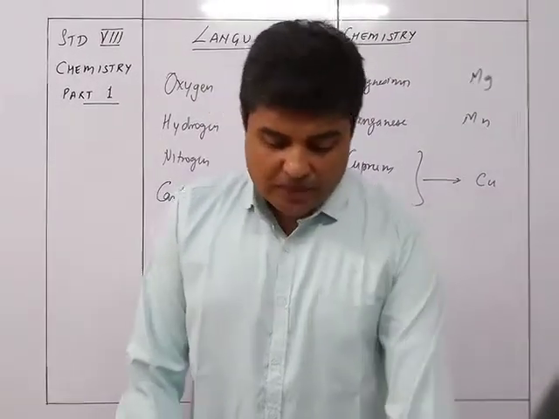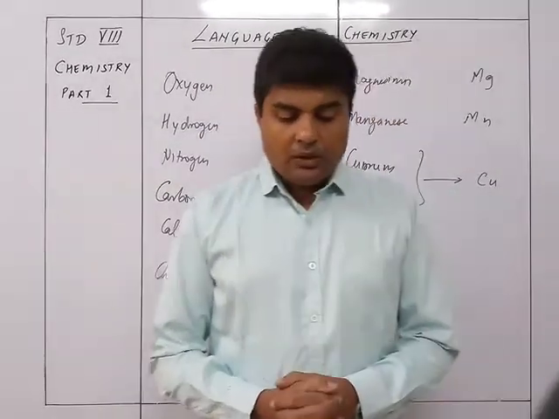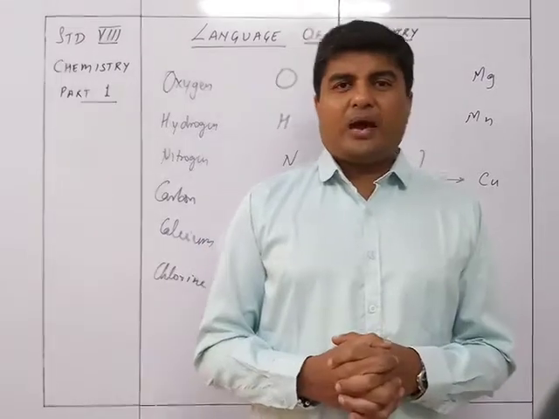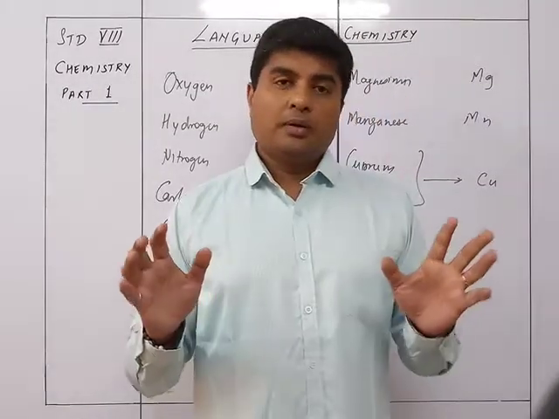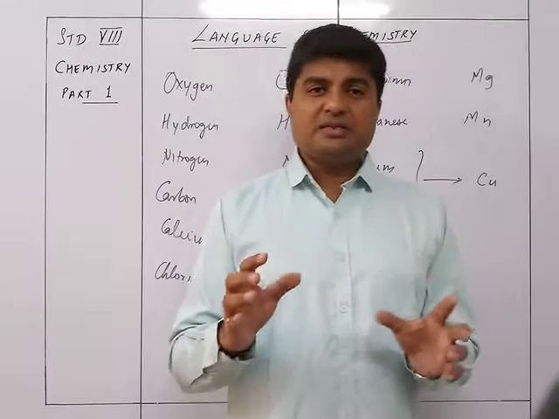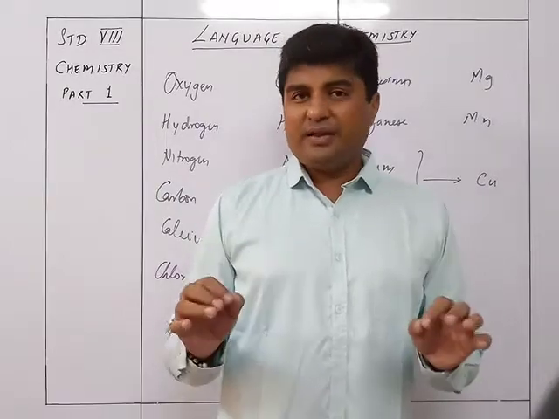So that was about the symbols. So what we understood by now is the ABCD of chemistry. So what are the symbols? The symbols of the elements are nothing but the ABCD of chemistry.